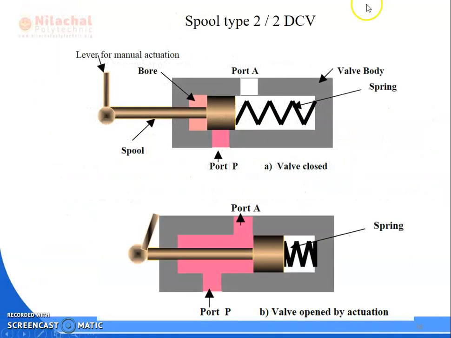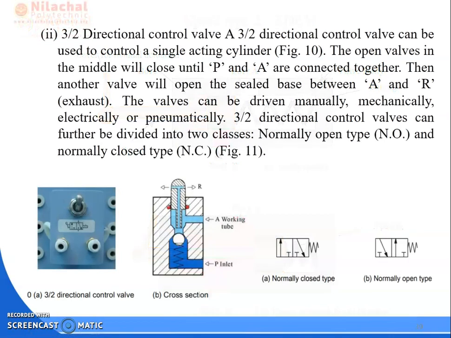As you can see here, this is a lever actuated, spool type, 2 by 2 directional control valve. Here the valve is closed. There is no connection between P and A. If the lever is actuated manually, the spool moves forward to the right-hand side, and from P to A there will be flow. There is a spring which brings the spool back to the original position. That is your 2 by 2.